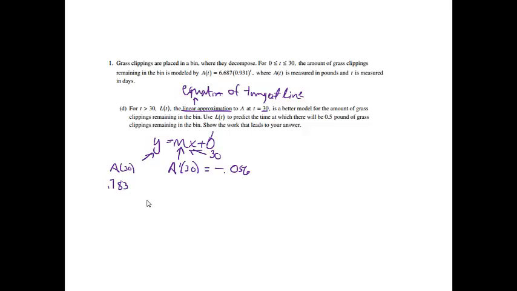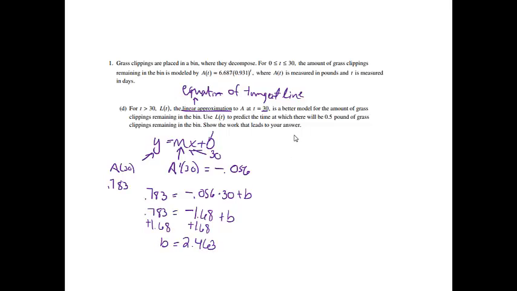So finding my b, I'll get 0.783 is equal to negative 0.056 times 30 plus b. And then 0.783 is equal to negative 1.68 plus b. I'll add 1.68 to both sides, and that will give me a b value of 2.463. So the equation of my tangent line is y equals negative 0.056x plus 2.463.